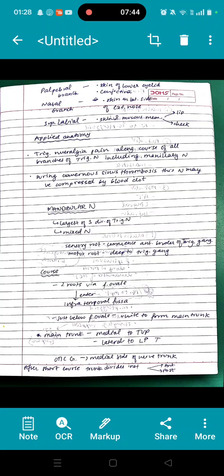Applied anatomy: trigeminal neuralgia causes pain along the course of all branches of the trigeminal nerve, including the maxillary. During cavernous sinus thrombosis, the maxillary nerve may be compressed by the blood clot.